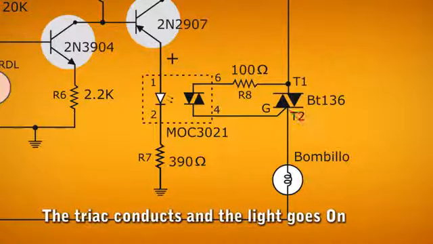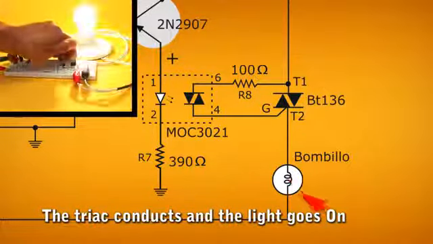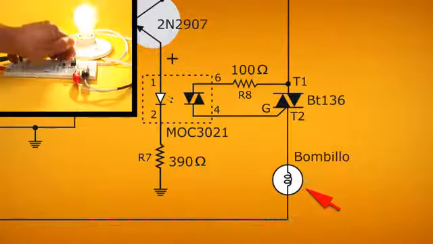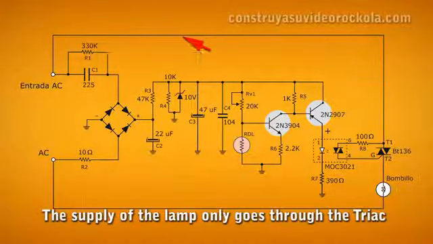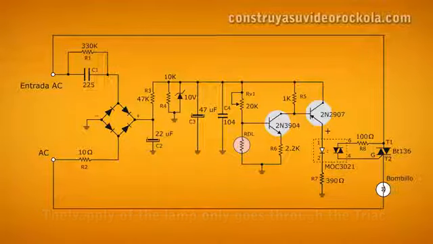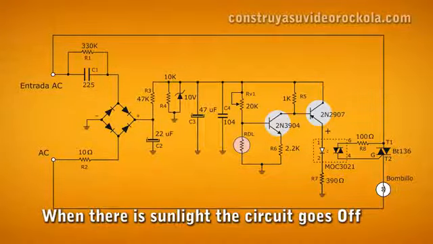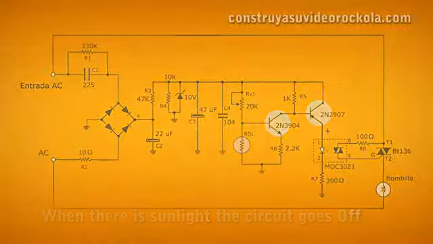The triac conducts current from the public network between its terminals T1 and T2, and as the bulb is in series, it turns on. When the LDR receives light again, its impedance is low and negatively biases the 2N3904 transistor base. Since the transistor is NPN, it does not conduct, and therefore neither does the other transistor, so the optocoupler and triac do not conduct, and turn off the bulb.